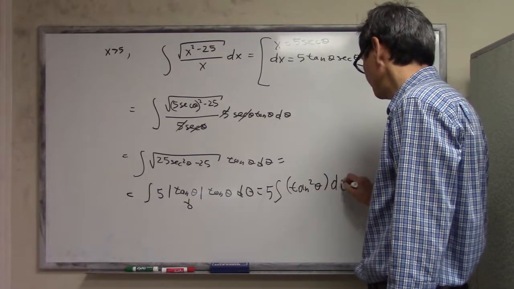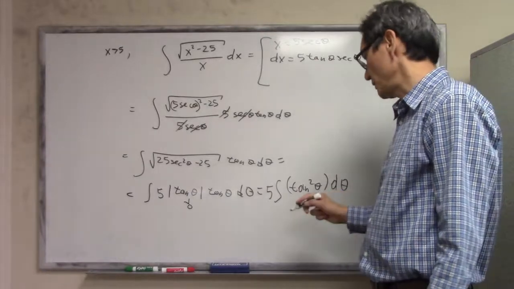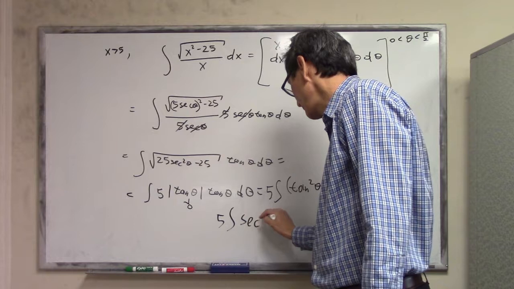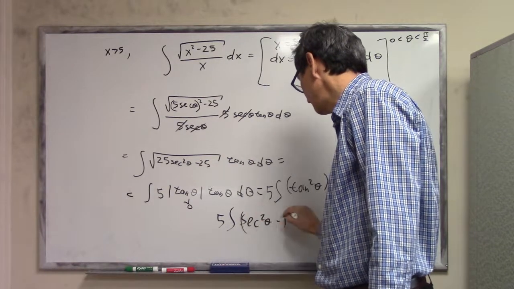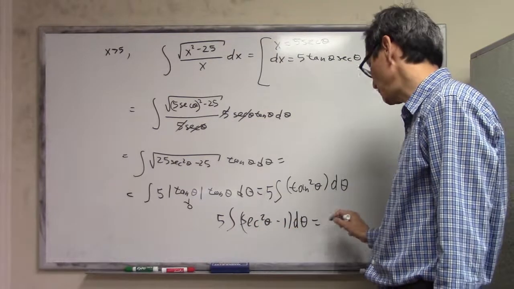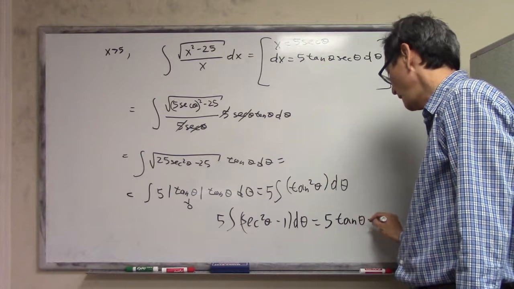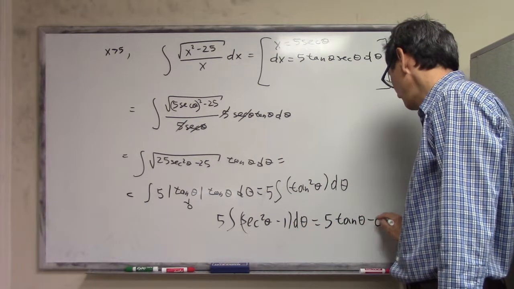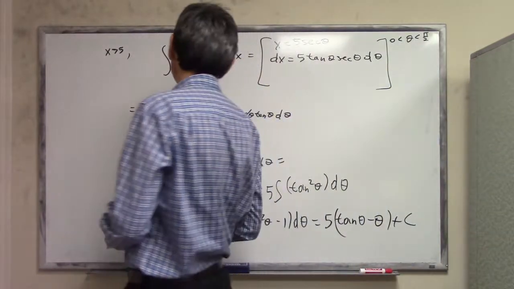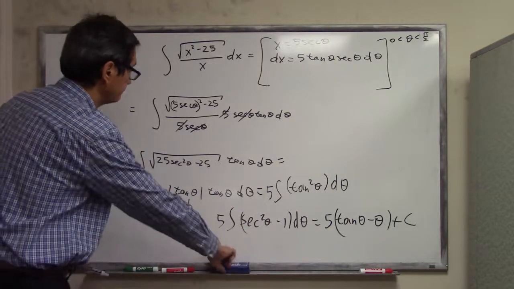Recall that tangent squared equals secant squared minus 1. The antiderivative of secant squared is tangent. The antiderivative of 1 is theta. Now all that is left to do is just the back substitution. x equals 5 secant theta.